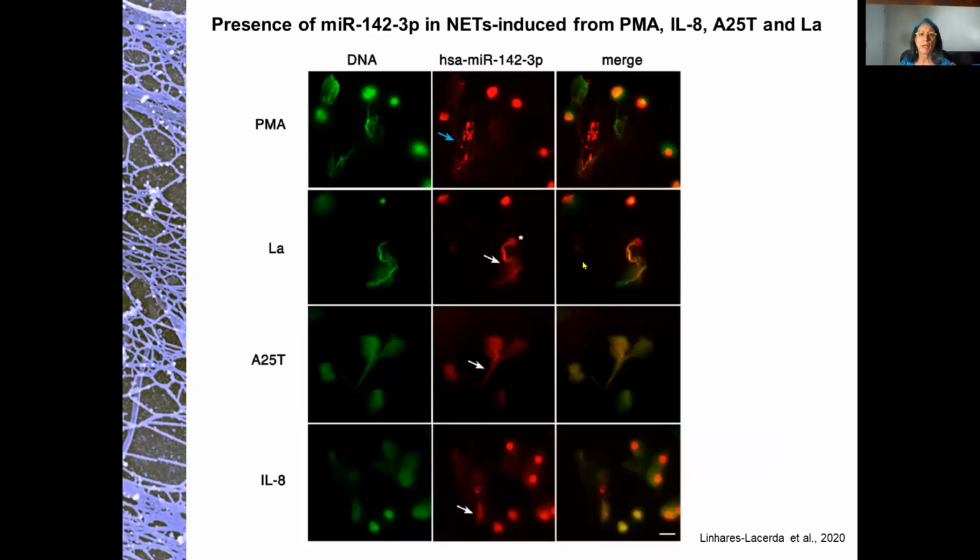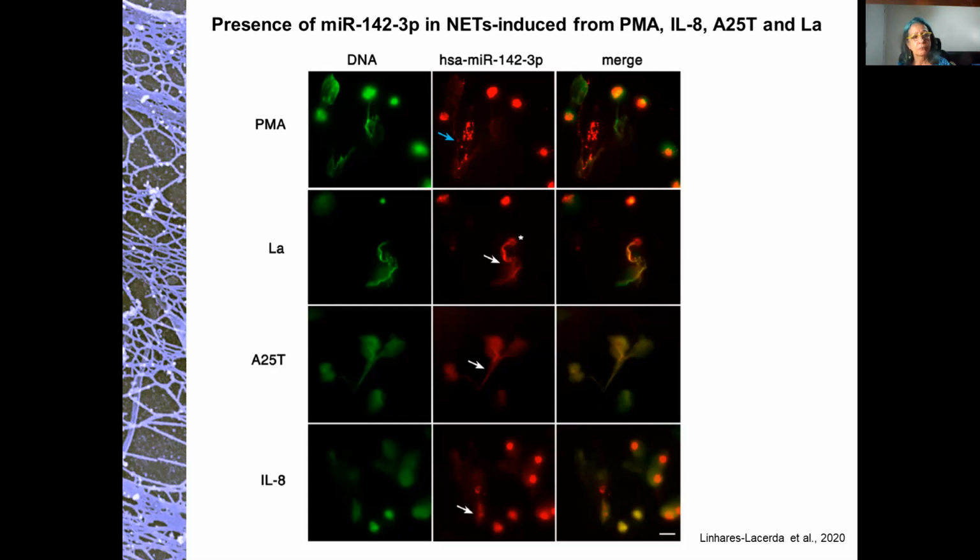And to show that this microRNA was really associated with NETs, we did this EM. So neutrophils are stimulated with PMA, Leishmania, transthyretin, and IL-8. And so you can see that you have DNA and you have the association of the microRNA 142-3p in all of them. And here is just the merge of these two stainings, showing the colocalization of this microRNA and the NETs.